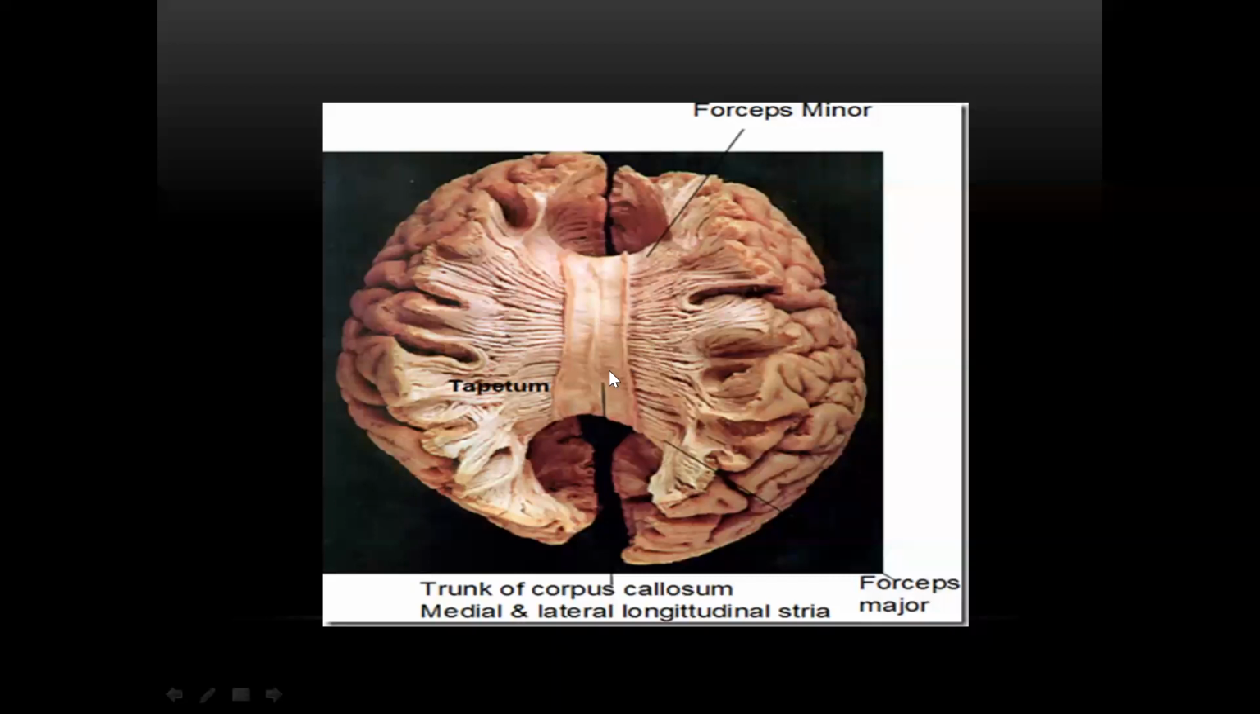This is the corpus callosum. The fibers that run laterally from the corpus callosum connect the 2 hemispheres. The anterior part is called the forceps minor, the posterior part is called the forceps major, and between them is called the tapetum.